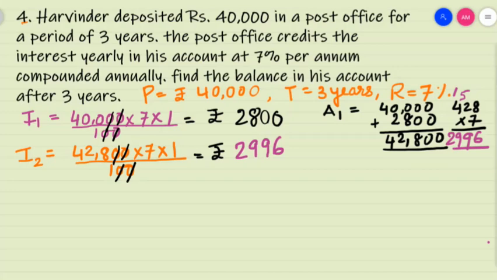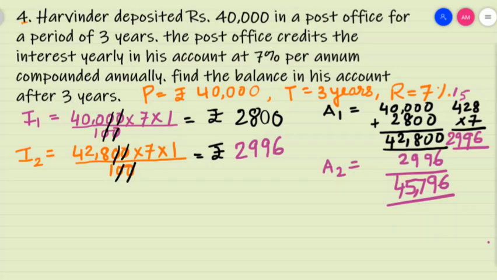So we have to find out how much is the amount in his account after the second year. It will be 42,800 plus 2,996. So see how much amount is there. 6, 9, 8, 8, 16 and 1, 17, 5, 4. So 45,796 is the amount in his account in the post office after the second year.